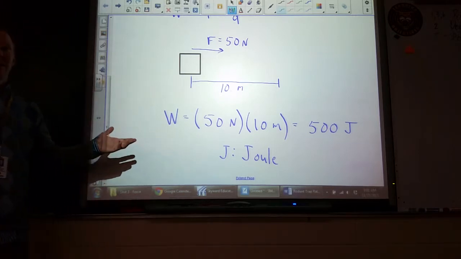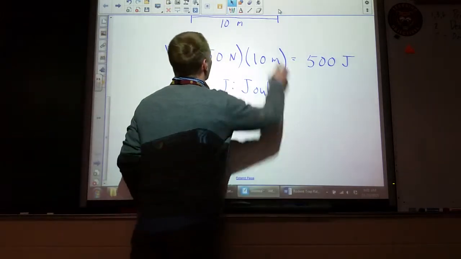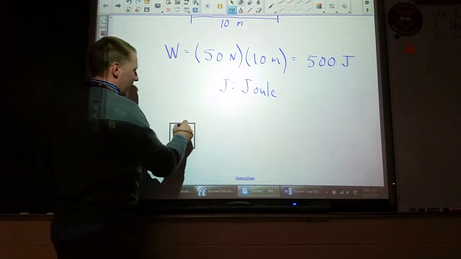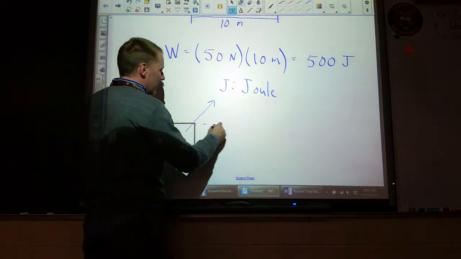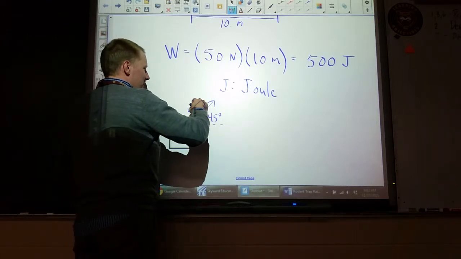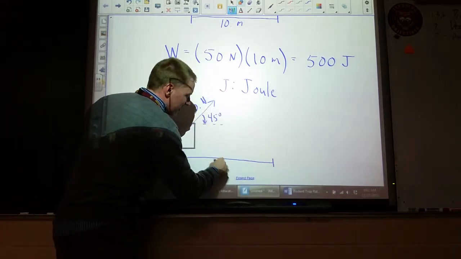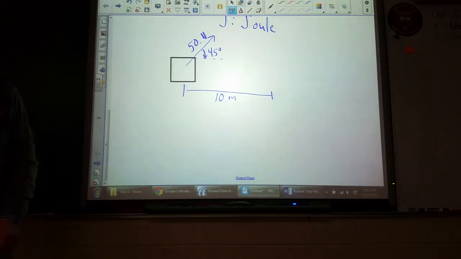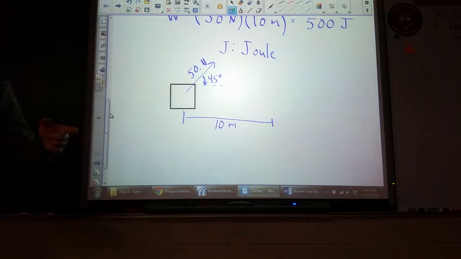Very, very easy. However, what happens if instead of just tugging it along, we now apply our force like we tie a rope on a sled? Let's say that we apply it at 45 degrees, still 50 newtons. We'll still move this thing 10 meters. But now, not all of our force is actually going into moving it that 10 meters.